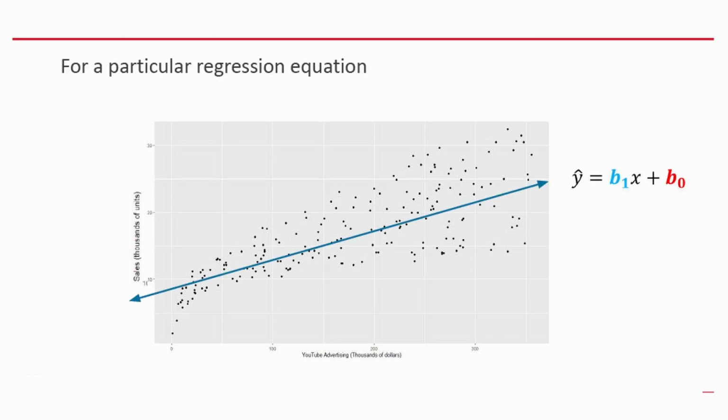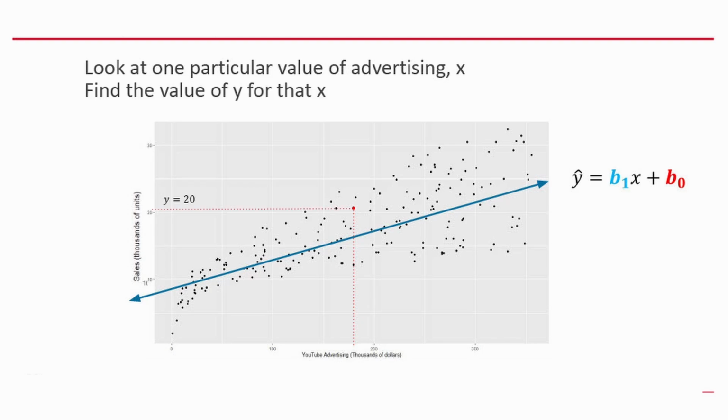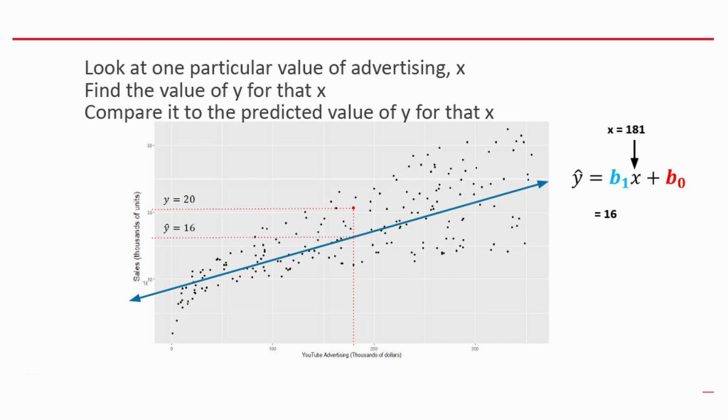So to tell how good a regression equation is, we're going to start by choosing one particular x, say 181. Then I'm going to go into my data set to see what the value for y is for that x, and say it was 20. Then I'm going to plug 181 into my regression equation to predict what y would be. And then let's say I get 16 when I do that. So I've got two values for y. I've got the predicted one using my regression equation, 16, and I have the actual one from my data set, 20. Both are for when x is 181.